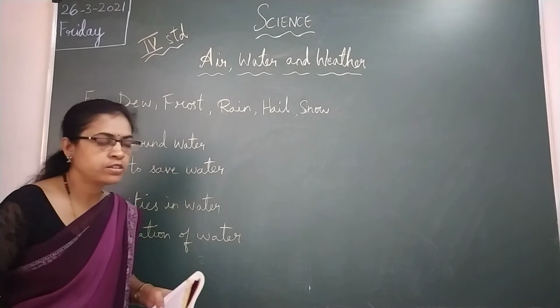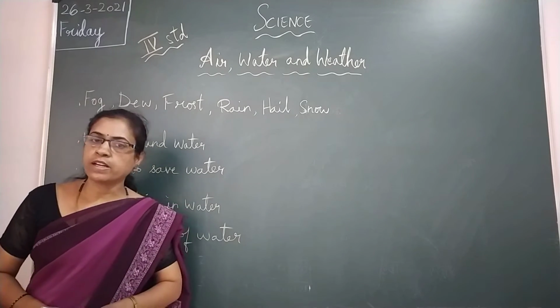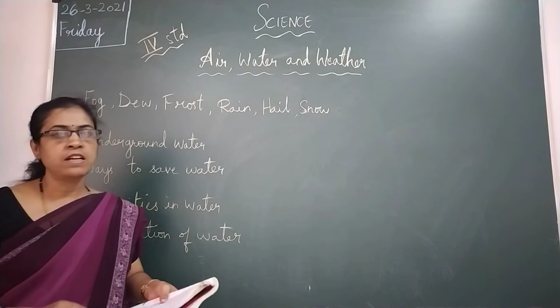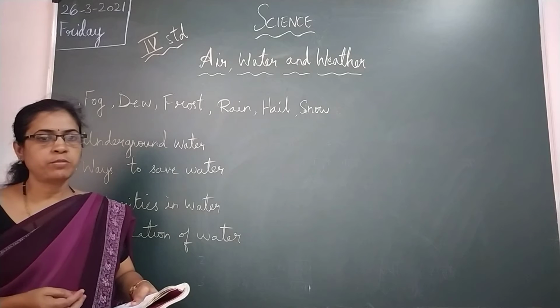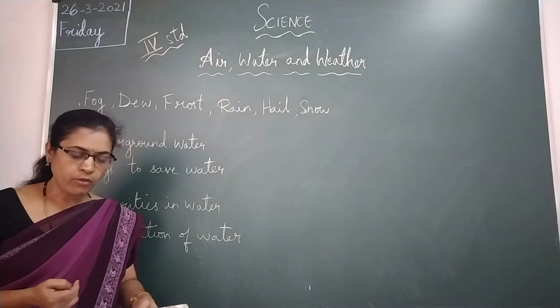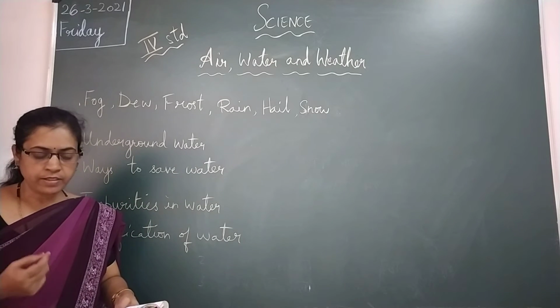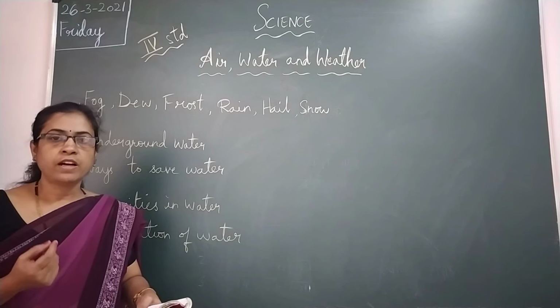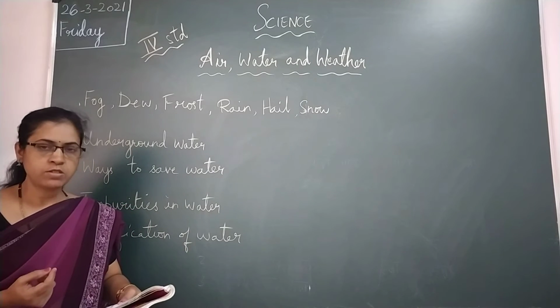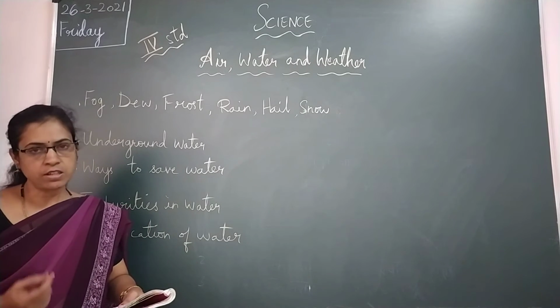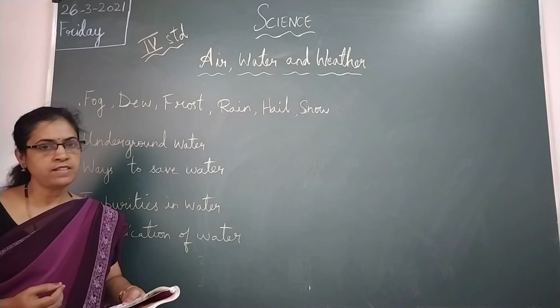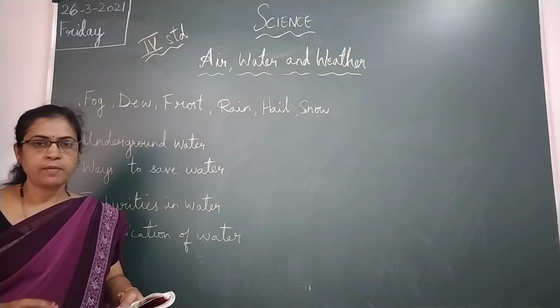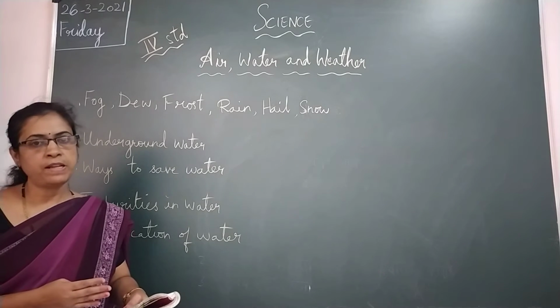And then next is snow, children. In extremely cold regions, the air in the atmosphere high above is very cold. When water vapor rises up, it condenses to form ice crystals. Instead of water drops, these fall down as snow. So it happens in extremely cold places.